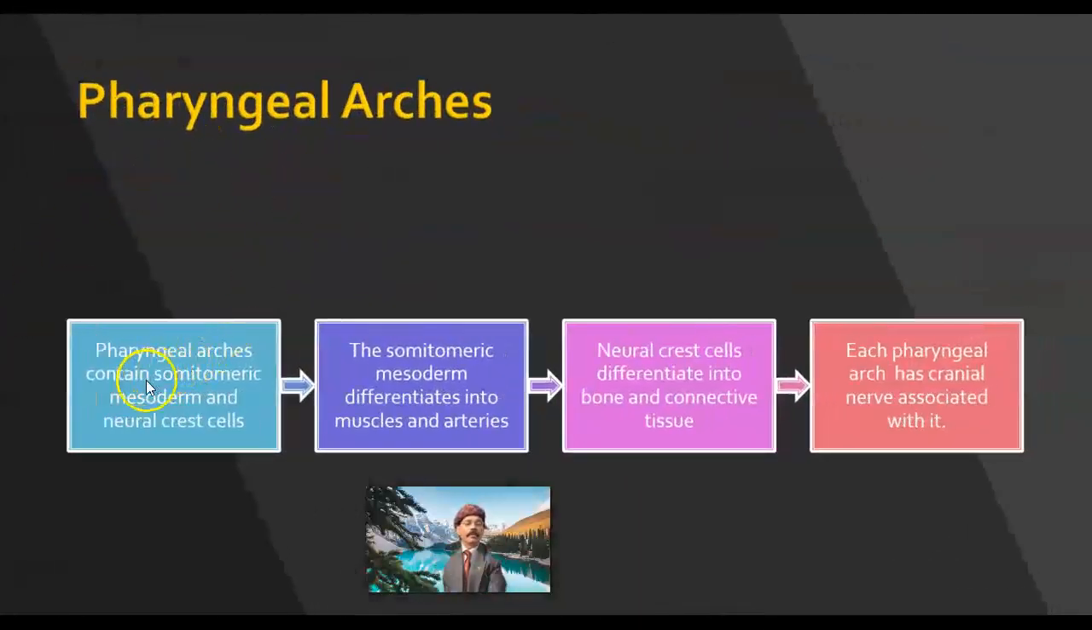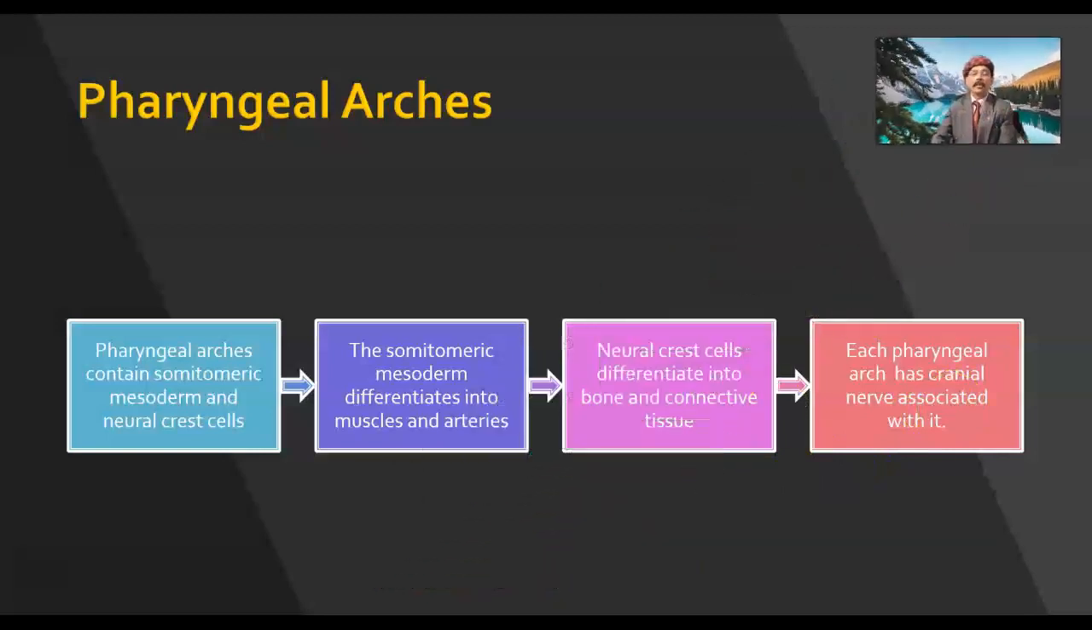Pharyngeal arches contain somitomeric mesoderm and neural crest cells. The somitomeric mesoderm differentiates into muscles and artery. Neural crest cells differentiate into bone and connective tissue. Each pharyngeal arch has a cranial nerve associated with it. Okay, we'll get the nerve supply of the arches.